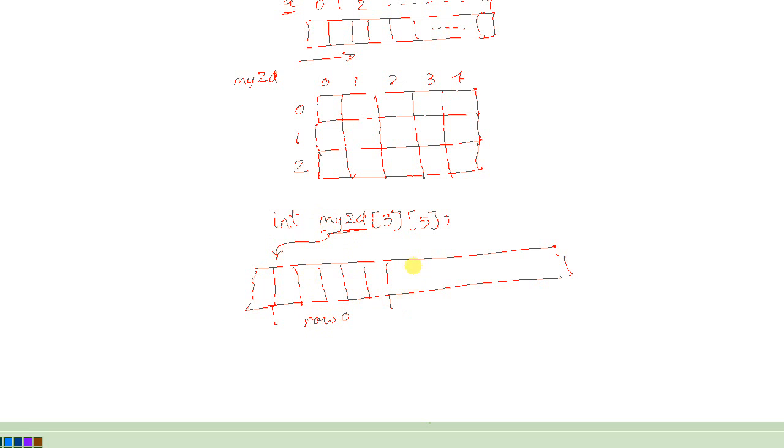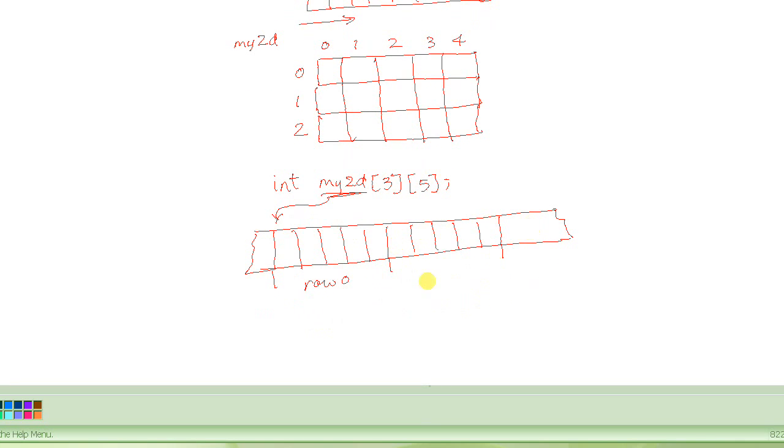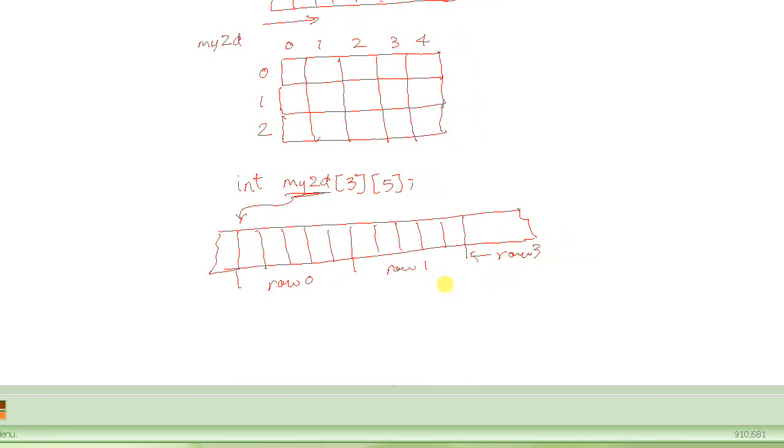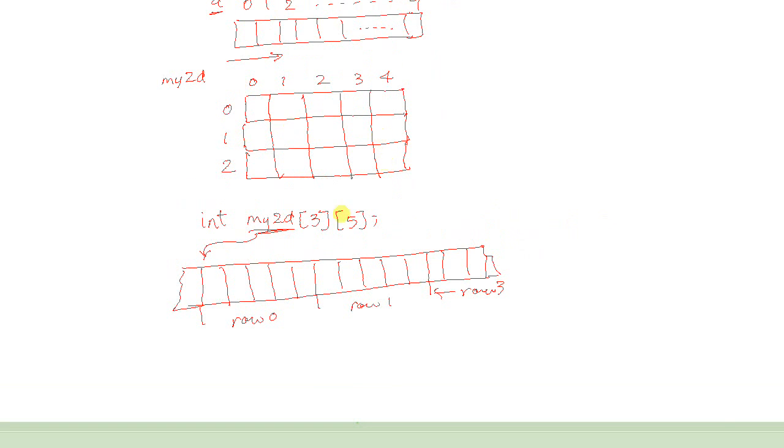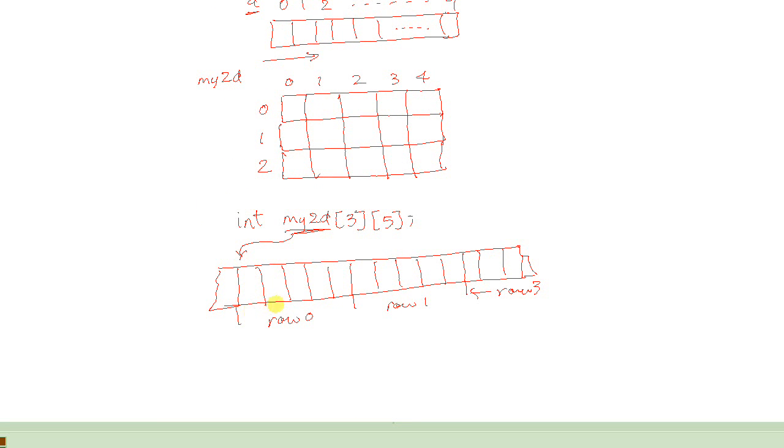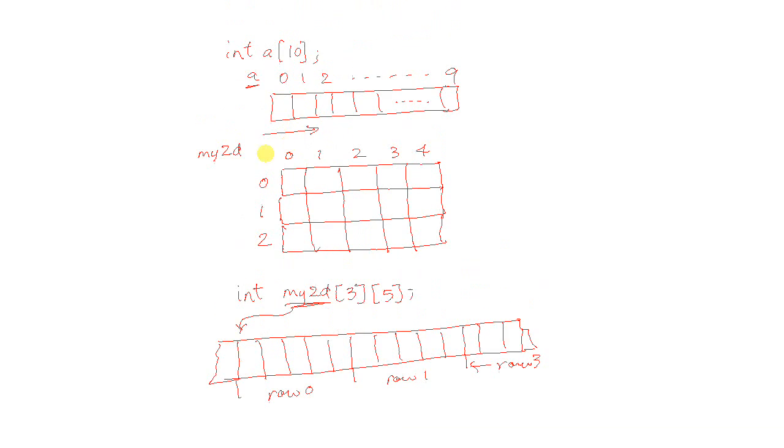And then the second row gets stored, the 5 elements of the second row, that's row number 1, and then the third row. So this is how a compiler ends up storing this two-dimensional array into one-dimensional memory. We will know why this is important when we start doing pointers to two-dimensional arrays. But for now, this is essentially what it is. Now, how to access the individual elements of a two-dimensional array?